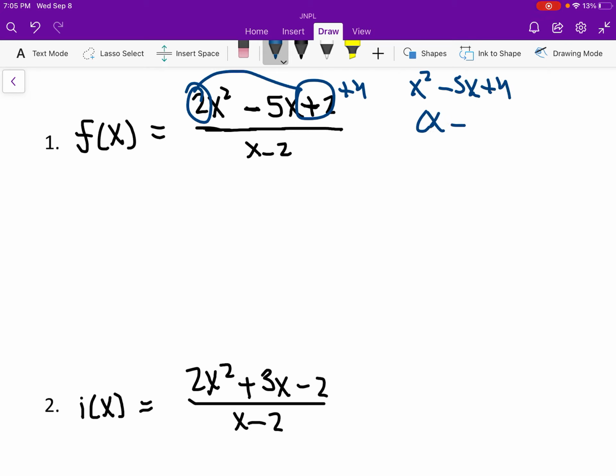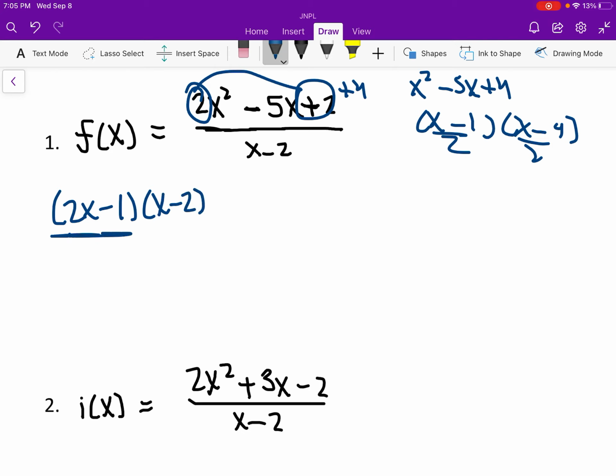When we factor that, product sum, we would have 1 and 4. They could both be negative. Then divide by the 2 that we multiplied with at the beginning, and that would give you 2x minus 1 and then x minus 2. I had a review on factoring in the Unit 0 video, so please see that if you don't know how I just did that.